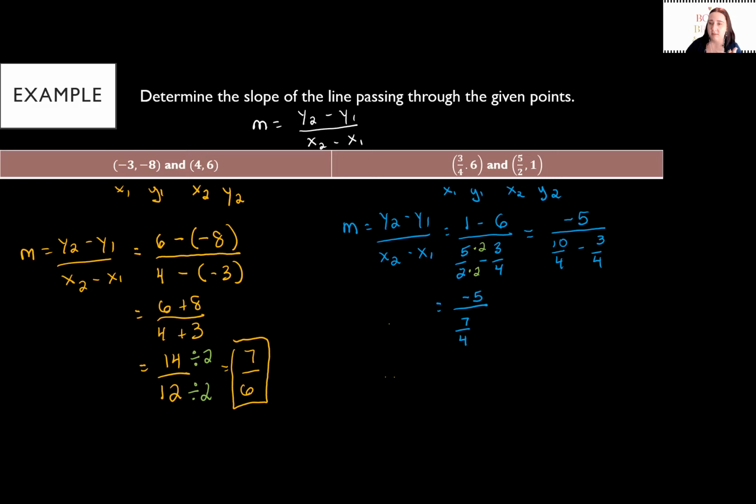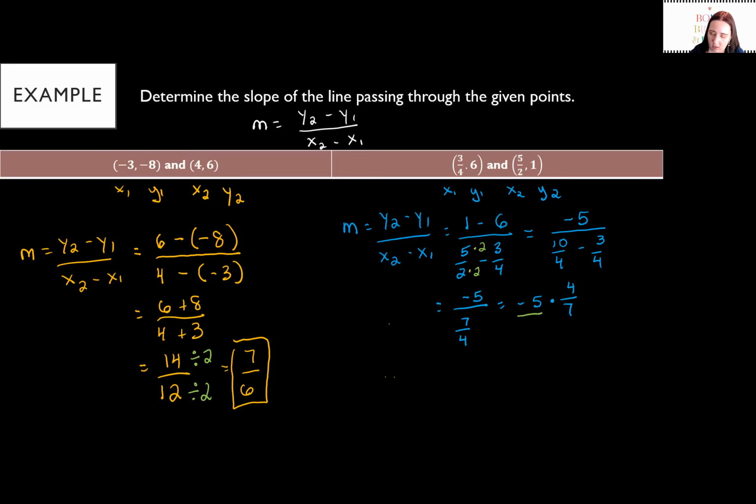Now, fraction means division. So what this is actually saying is that we have -5 divided by 7/4. So we're dividing by a fraction, which means you're multiplying by the reciprocal. So this is really the same as -5 times 4/7. And this is how you simplify something like this.